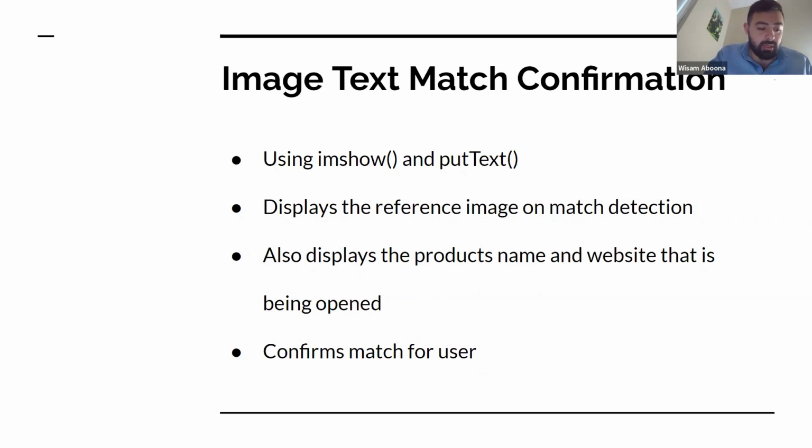Thank you, Merlin. Image text confirmation using image show and put text. The display with the image on it will pop up to confirm to the user that the object was found correctly. The text will pop up to tell the user that it was found correctly on the user screen, with an image of the search on the side to assure the user that the search was done correctly.